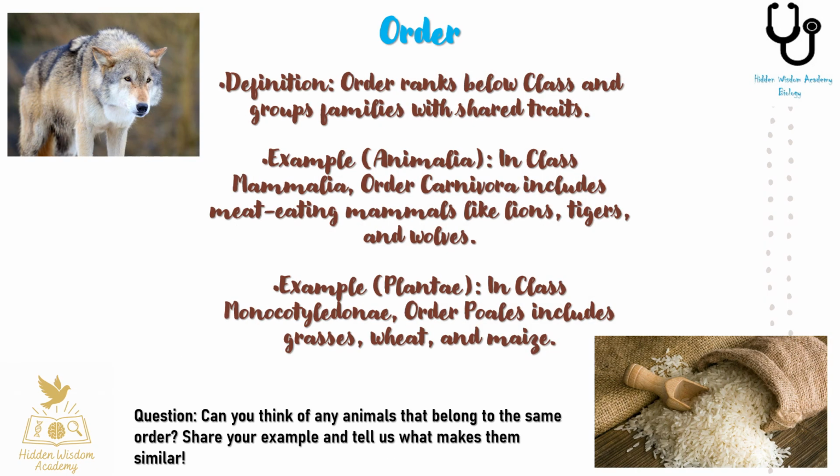Order is the level below class, and it groups together families that share key characteristics. In class Mammalia, the order Carnivora contains meat-eating mammals like lions, tigers, and wolves that have sharp teeth and hunting adaptations. In class Monocotyledonae, the order Poales includes grasses and important cereal crops like wheat, rice, and maize. This step makes it easier to connect related families under a single category.